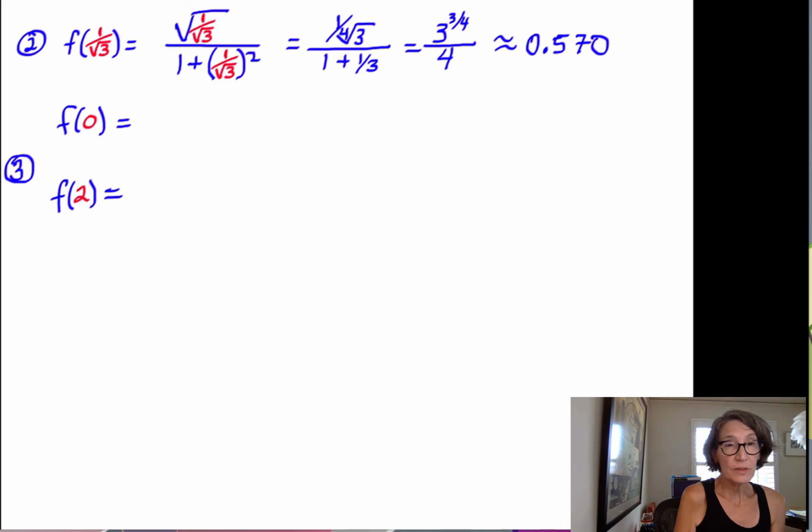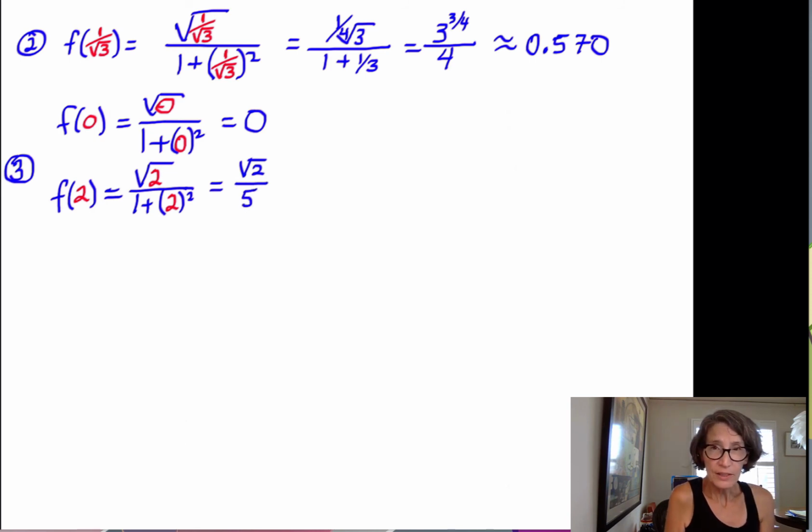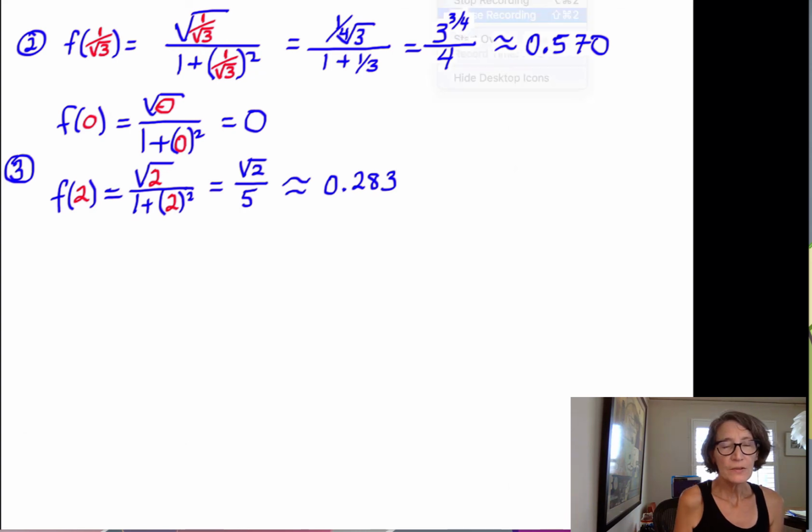All right, so now let's plug 0 into the original function, and we get the square root of 0 over 1 plus 0 squared, and that's just 0. And then the last one, we're going to plug in 2, so the square root of 2 over 1 plus 2 squared. Simplifying that, I get the square root of 2 over 5. And now I want to compare these 3 numbers, so I'll put this one into my calculator and get a rough estimate. It's about 0.283. So now I'm going to compare these 3 numbers.